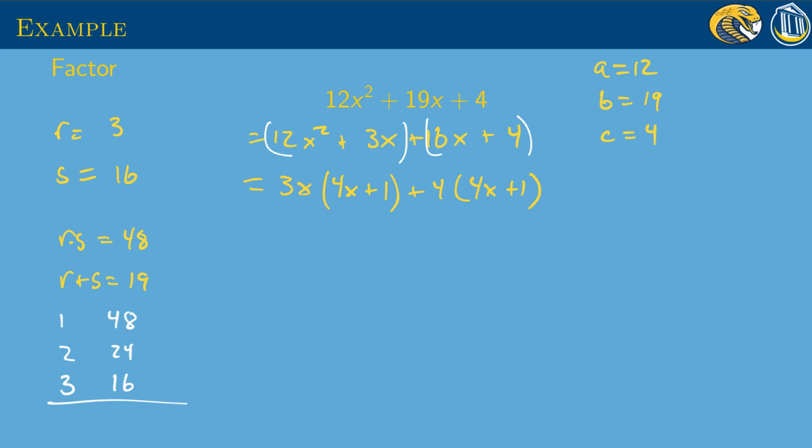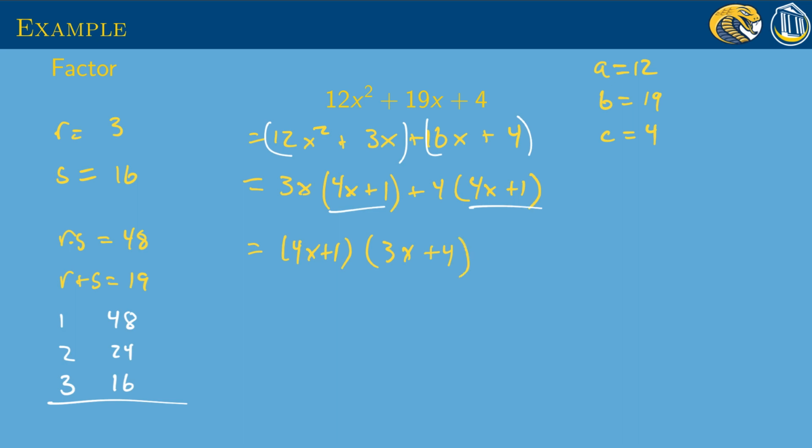Since we set this up so that we have a 4x plus 1 in both of our terms, we can go ahead and factor out that 4x plus 1, leaving us with 3x and 4. It's 3x plus 4.